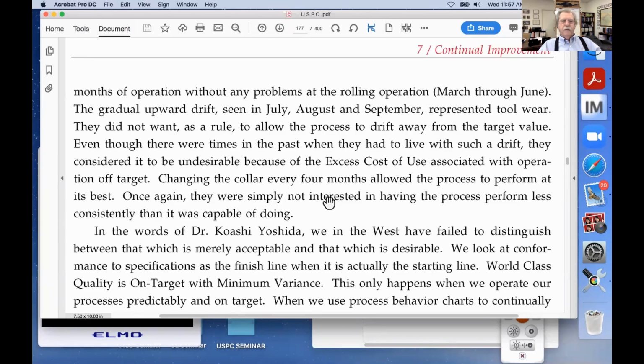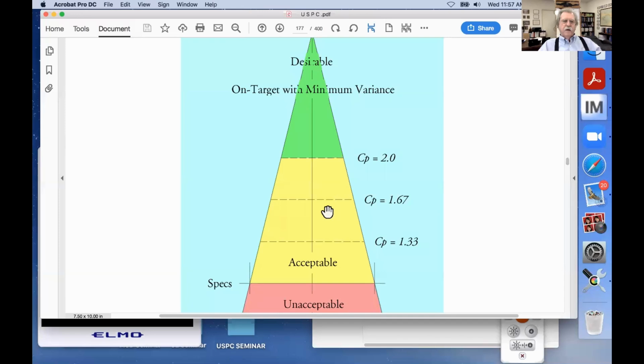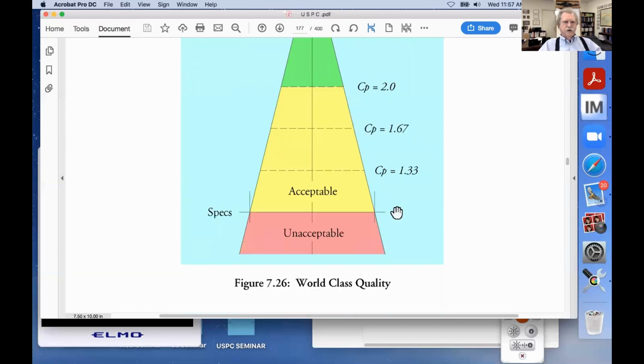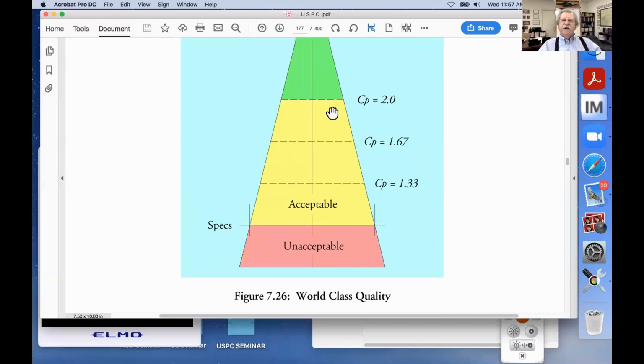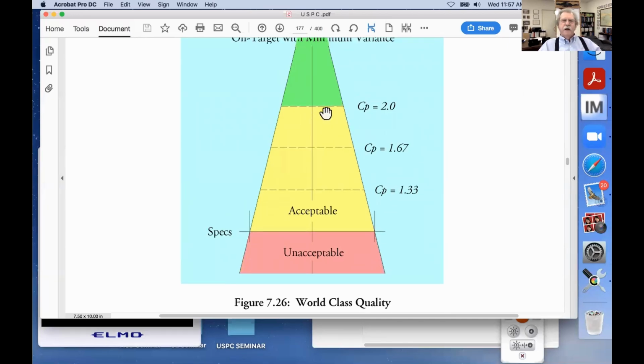Well, see, as Ko Yoshida told me one day, here in the US, we're just concerned with what is acceptable. So we draw the line, this is acceptable. Sometimes we raise the bar, 1.33 capability, 1.67 capability, even a capability of 2. We're still drawing the line. That's the finish line. Get there and you've got it made.